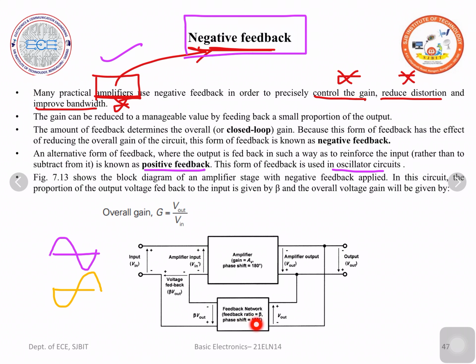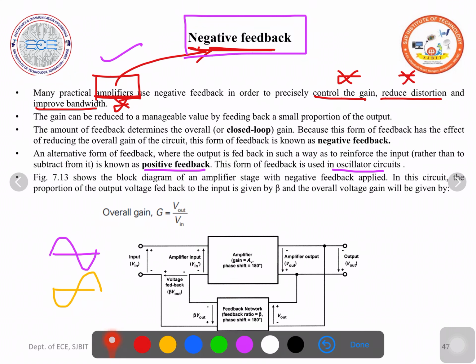Here we don't need a phase shift of 180 degrees. Suppose there is a phase shift of 180 degrees, this 180 will get added with 180. 180 plus 180 is 360. 360 degrees means there is no phase shift, then it becomes positive feedback. So here there is a mistake in the prescribed book. You are not supposed to write the feedback.